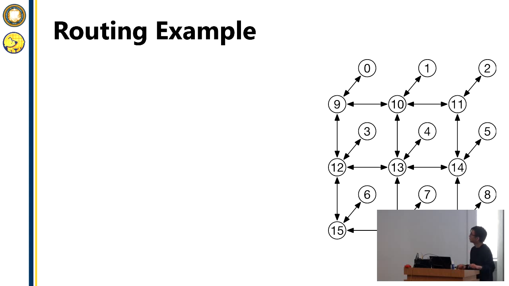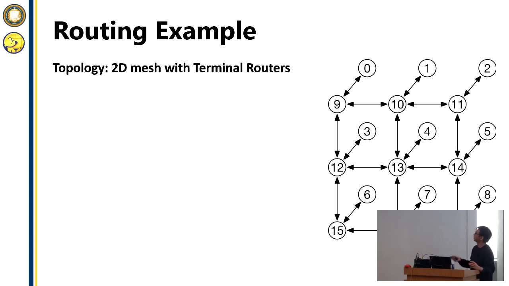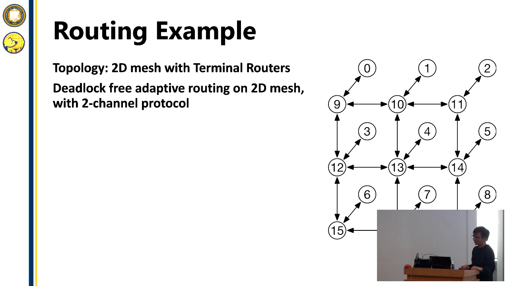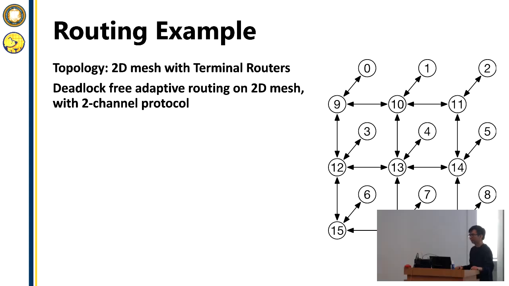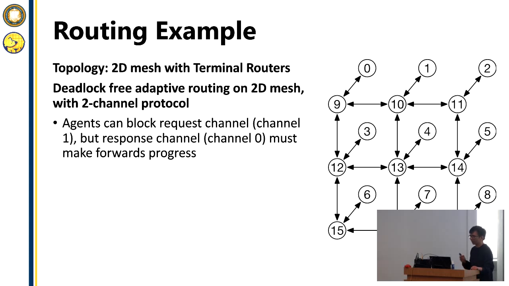An example of where this is useful is this relatively simple example: we have a 2D mesh with these terminal connection routers, and we want to do deadlock-free adaptive routing on this 2D mesh with a 2-channel protocol. This actually sounds very simple, but if you try to implement this just by writing the RTL for the routers by hand, you quickly run into lots of little edge cases that will bite you, right? So, for example, in our protocol, our agents can block the request channel, but the response channel must always make forward progress. This is to ensure that the entire system can make forward progress, regardless of whether an agent stalls or something, right?